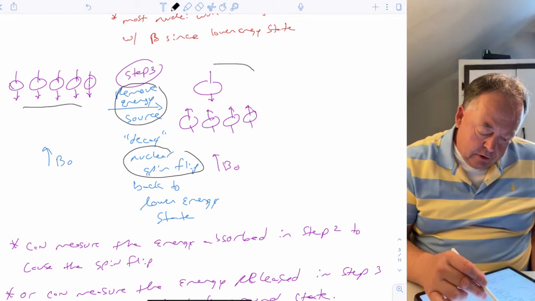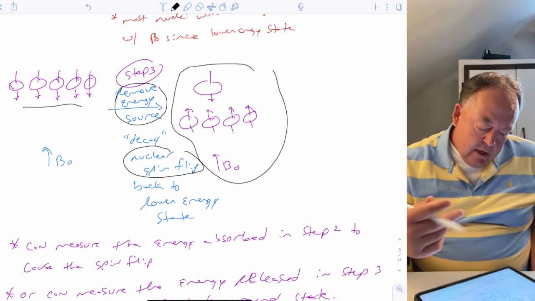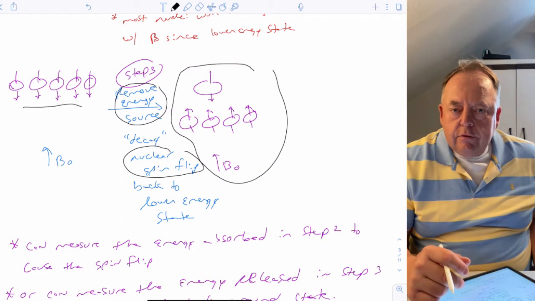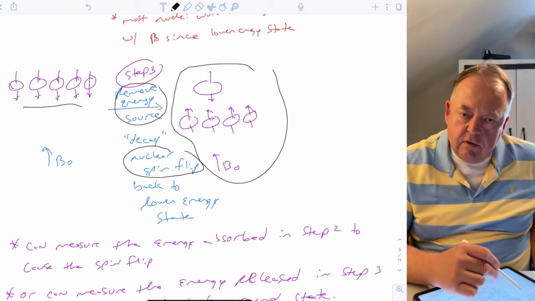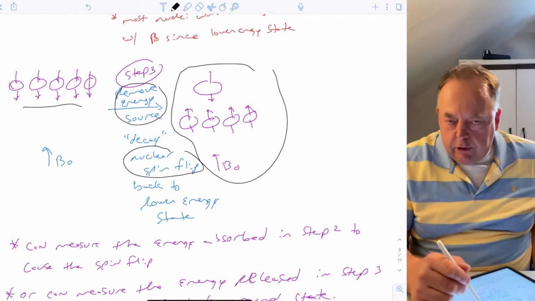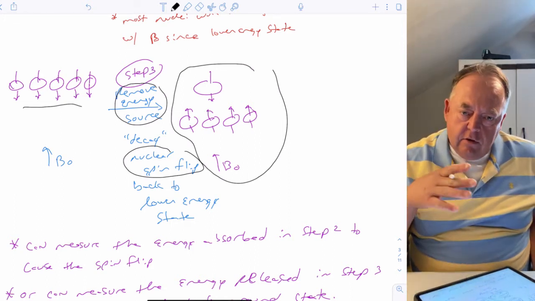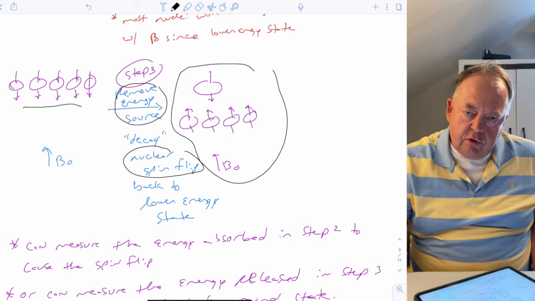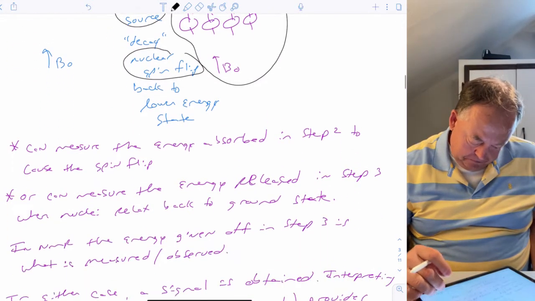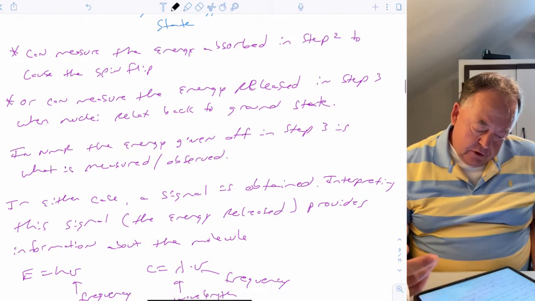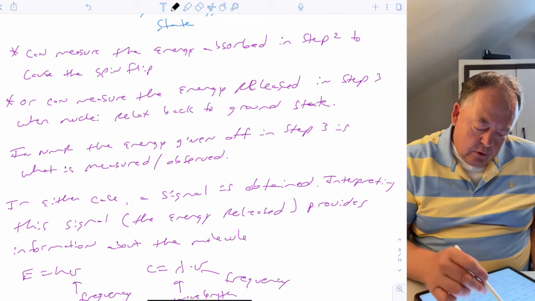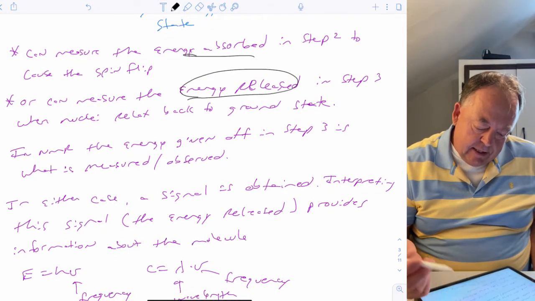And so you turn off the radio frequency generator, and then the nuclei will go from being aligned against the field to the majority of them being with the field, and they'll give off that energy, and that's what you measure in NMR. Okay, so again, you could measure the energy absorbed, or you could measure the energy released.